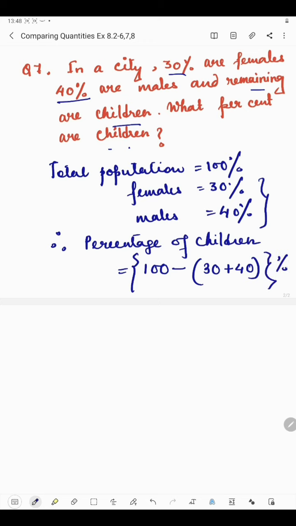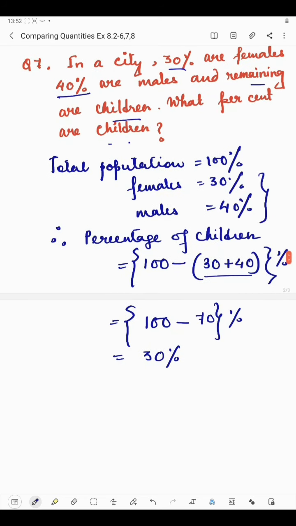Now 30 plus 40 is 70, and 100 minus 70, therefore the percentage of children will be 30%. So if in a city 30% are females and 40% are male, then 30% will be children, meaning the remaining. So this was all about question number 7.